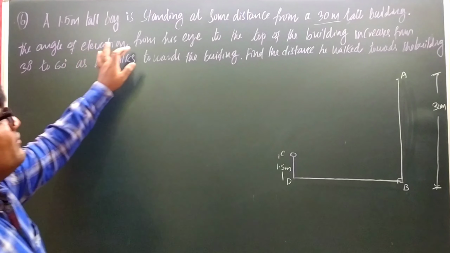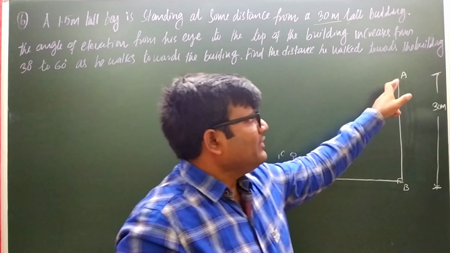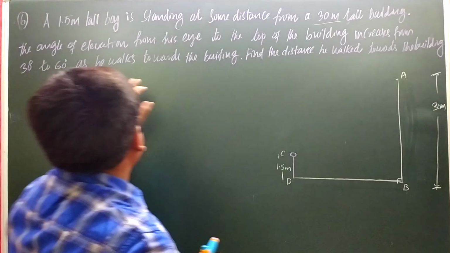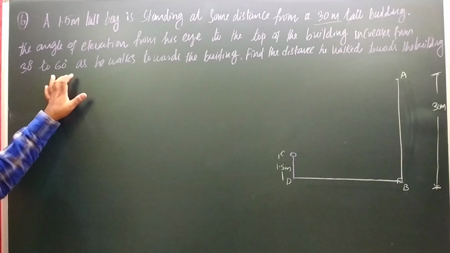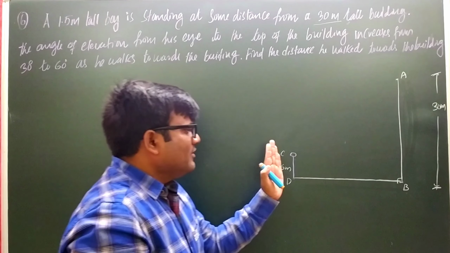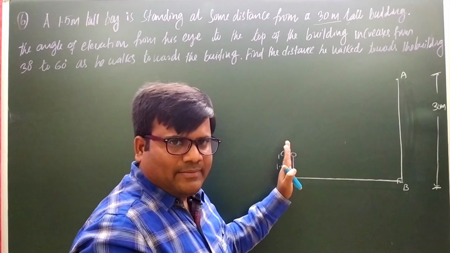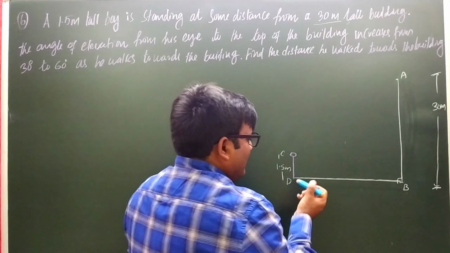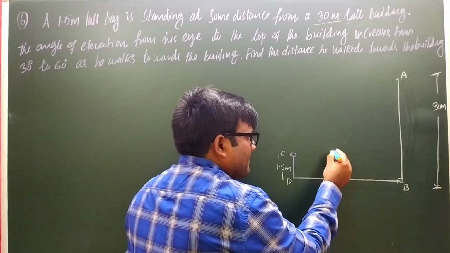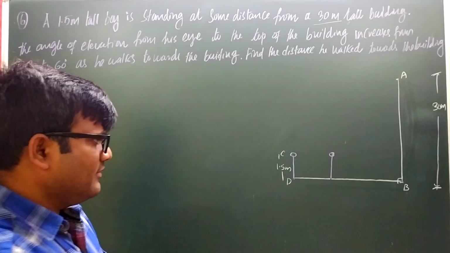Next, the angle of elevation from his eye level to the top of the building. So the observer is observing the top of the building. The angle of elevation increases from 30 degrees to 60 degrees as he walks towards the building. So the boy is walking towards the building. Starting from his position here, he walks towards the building, for example up to here. So two times he observed the top of the building.